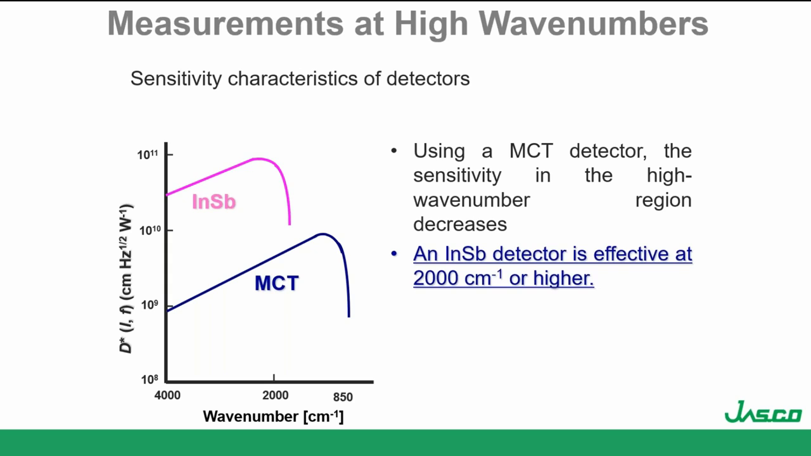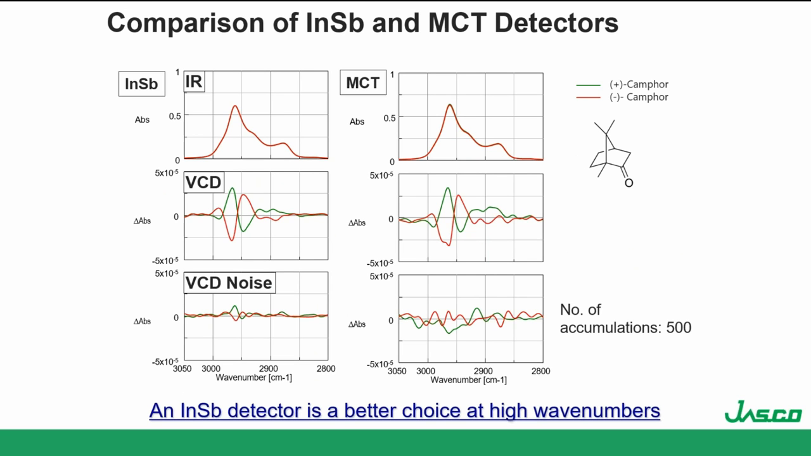Since we have different regions, we also have different detectors, and depending on the wave number that we are interested in, we have to select our detector. Using an MCT detector, the sensitivity decreases at high wave numbers, whereas with the InSb detector, we have a more effective measurement. So in this example, we have two measurements of camphor, plus and minus.